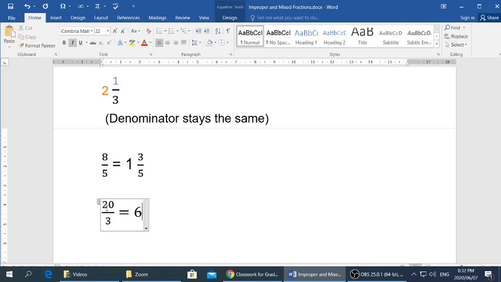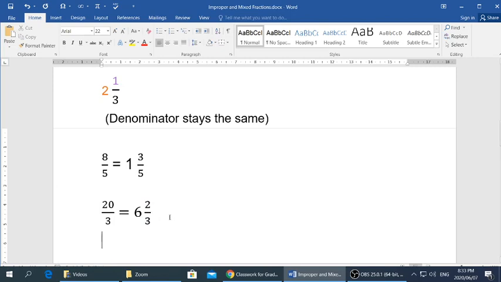Okay, and what's left over? Well, remember, we said it's 18. So 20 minus 18 means 2. And then the denominator stays the same, 3. So we get 6 and 2/3. Remember, this can never be bigger than the denominator.